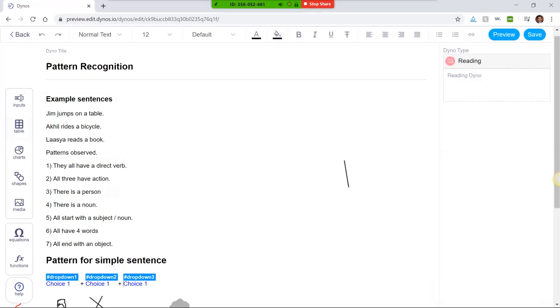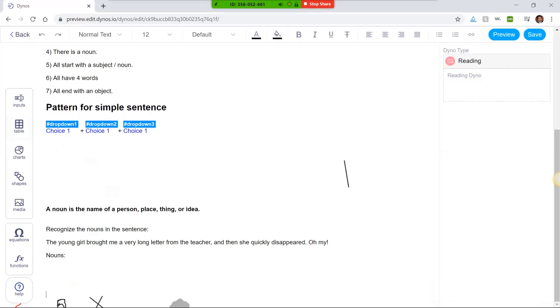So now, I lost my mouse. Give me one second. Let me just.